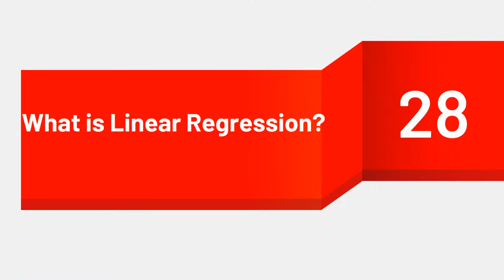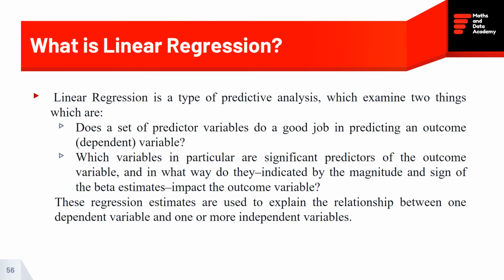What is linear regression? Linear regression is a type of predictive analysis, which examines two things: does a set of predictor variables do a good job in predicting an outcome, the dependent variable? Which variables in particular are significant predictors of the outcome variable, and in what way do they, indicated by the magnitude and sign of the beta estimates, impact the outcome variable? These regression estimates are used to explain the relationship between one dependent variable and one or more independent variables.